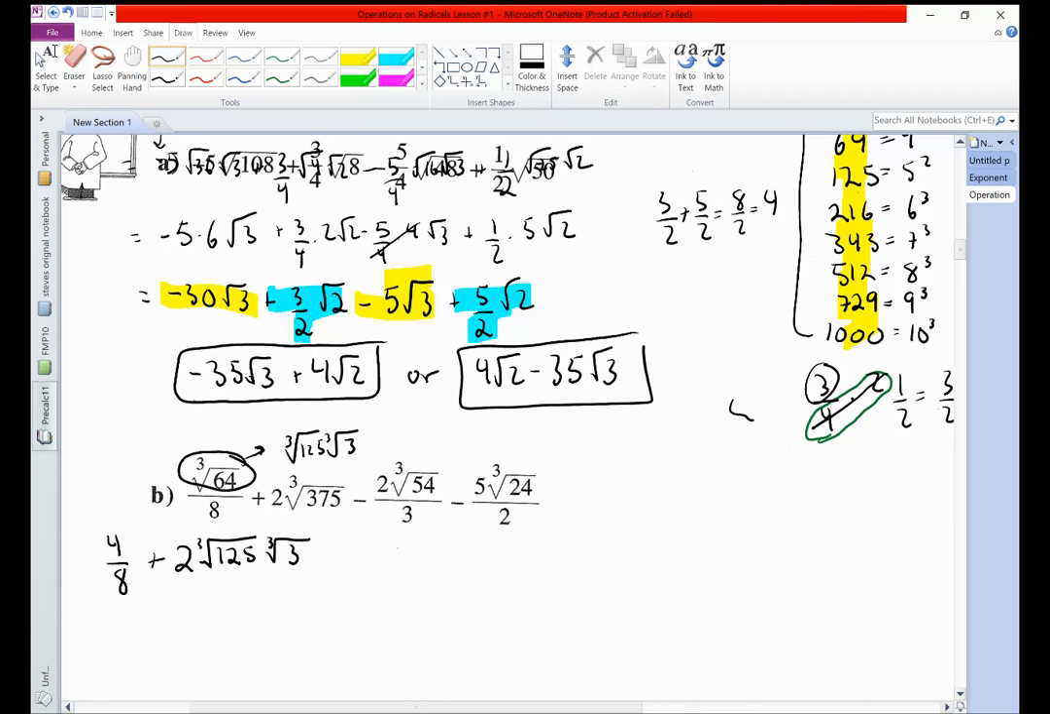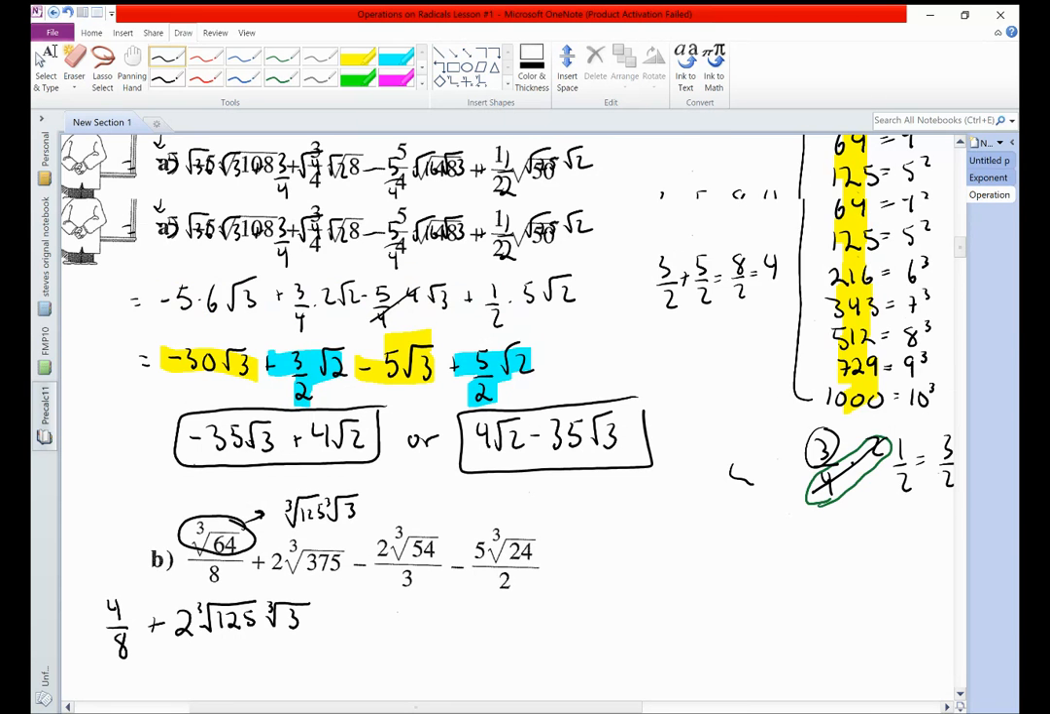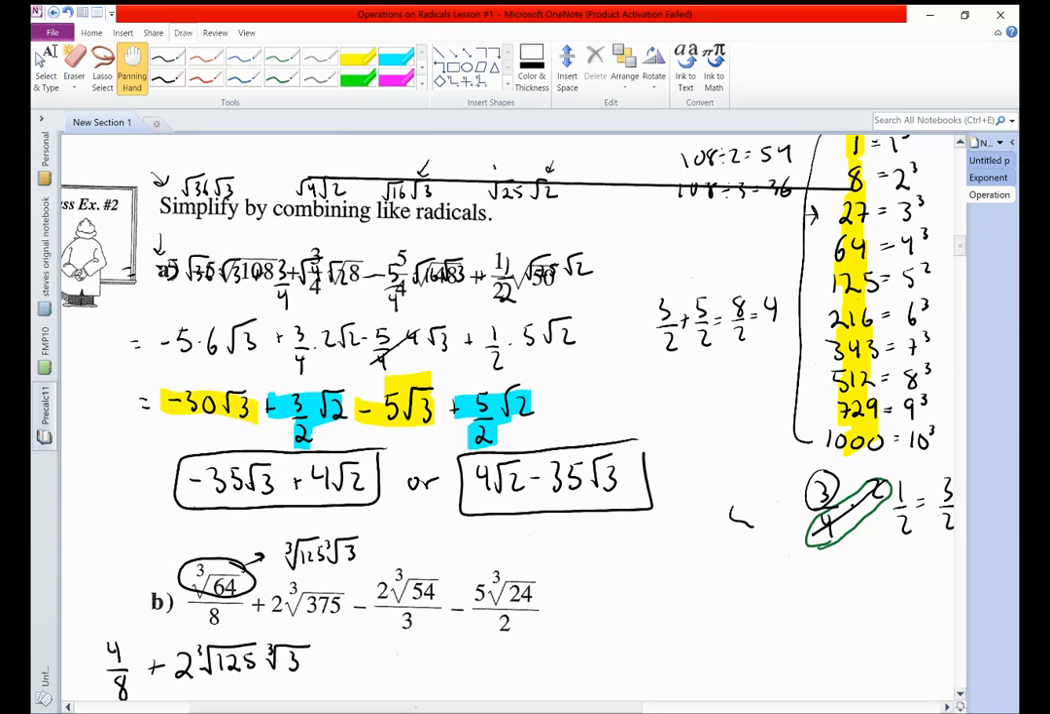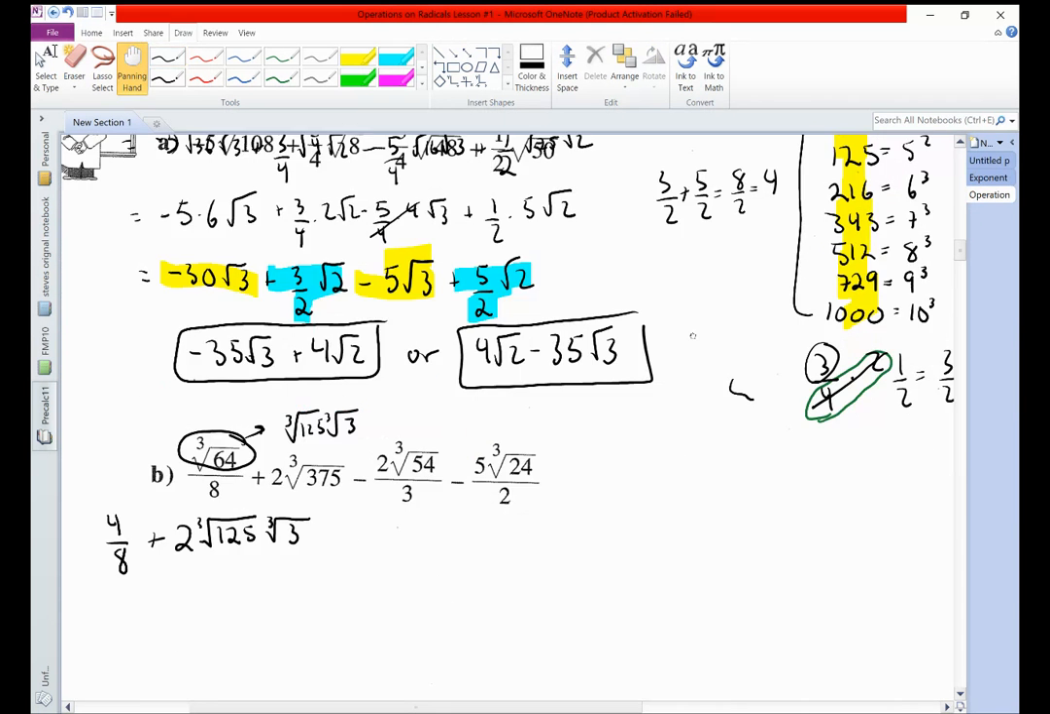54. 54 is a weird one. Let's look at our cube root chart here. Maybe 27 times 2 is 54. So unfortunately, that doesn't give us the same base, but I think that's as simple as we can write it. So we can write this 2 over 3 cube root of 27 multiplied by cube root of 2.